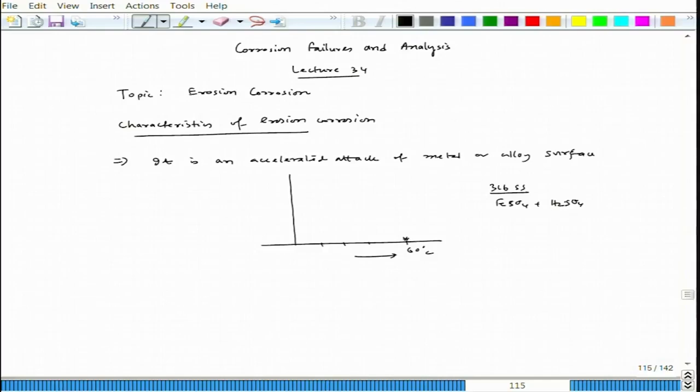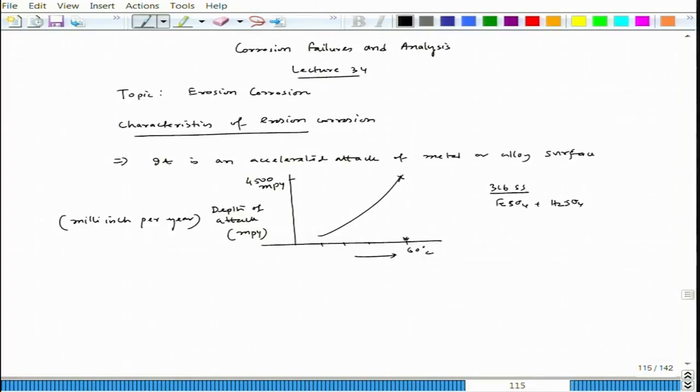But if it is moving fluid, then this is damage in terms of MPY or depth of attack. MPY is milli-inch per year. Okay. So at that time the attack goes very high. It can reach even up to around 4,500 MPY. So that is the level of attack due to that erosion factor.